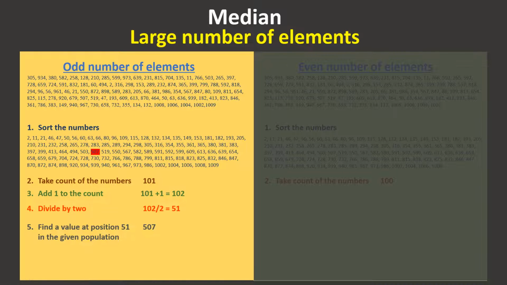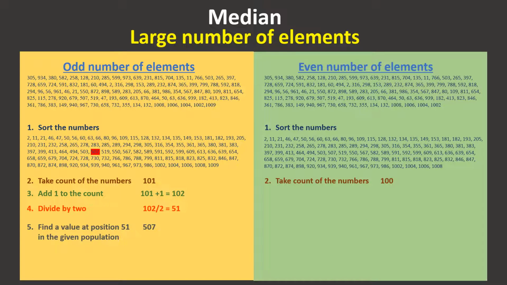Now let's focus on the second segment, which is an even number of elements. We already took the count. Now we're going to divide it by 2, and whatever we get is 50. Let's treat it as a position. On the 50th position, we need to look for a number in this given population. What is that number? It's 503.